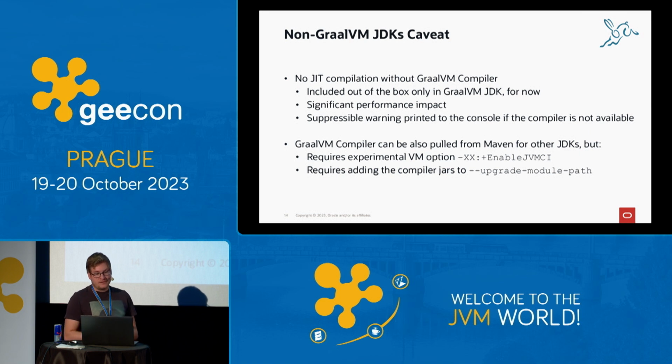The GraalVM compiler can be also pulled from Maven so that you can use it in other JDKs, but that requires experimental VM option, enable JVMCI. So it shouldn't be used in production, right? And requires adding the compiler jars to the upgrade module path.